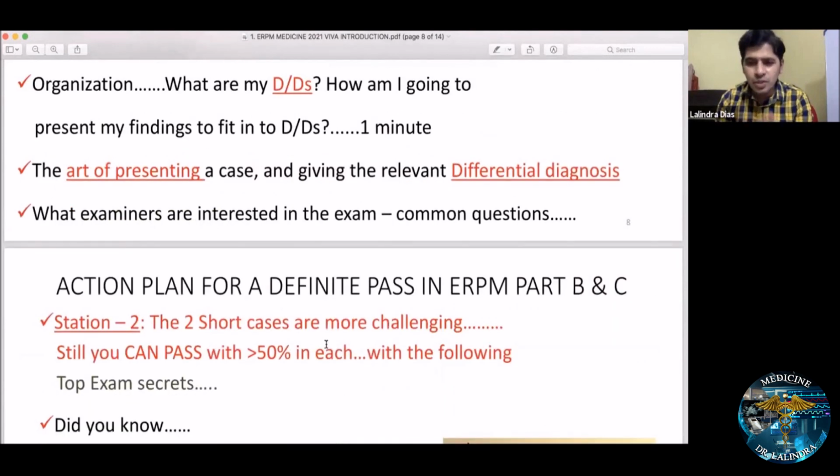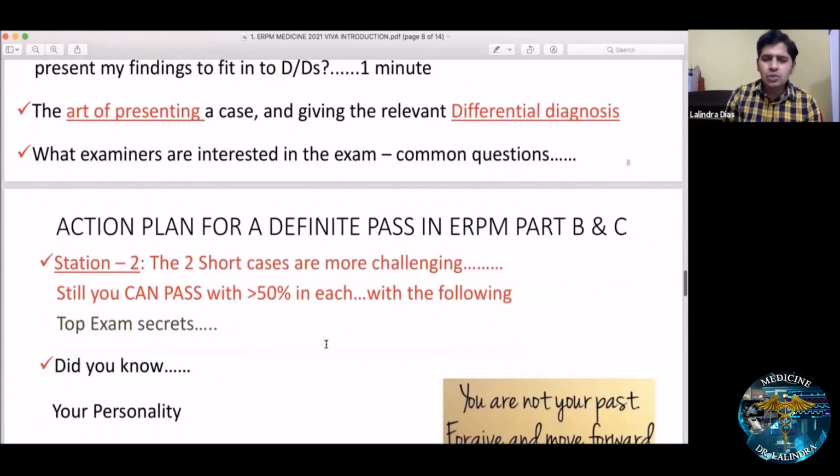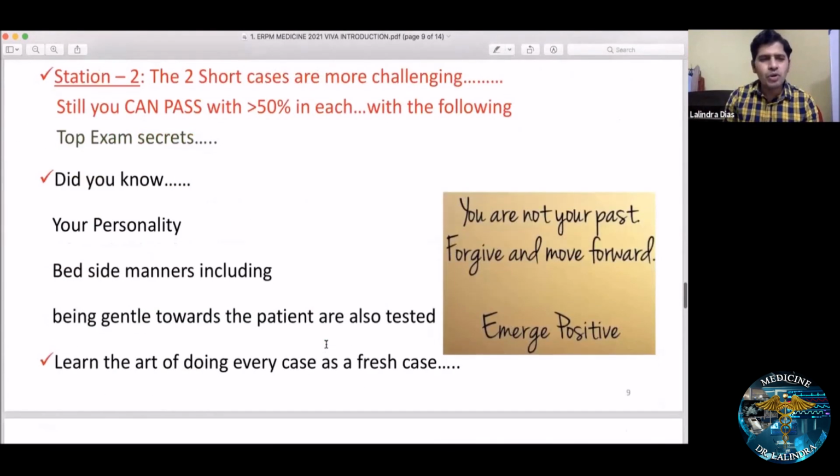So all the possible short cases, not only the common short cases, all the possible short cases in the station 2, I will be covering for each and every system. Right? So when you know the sample presentations for those common short cases, the exam will be just like another cakewalk. I mean, just walk through the halls and you will pass, because it's another class, because you have been trained for all that.